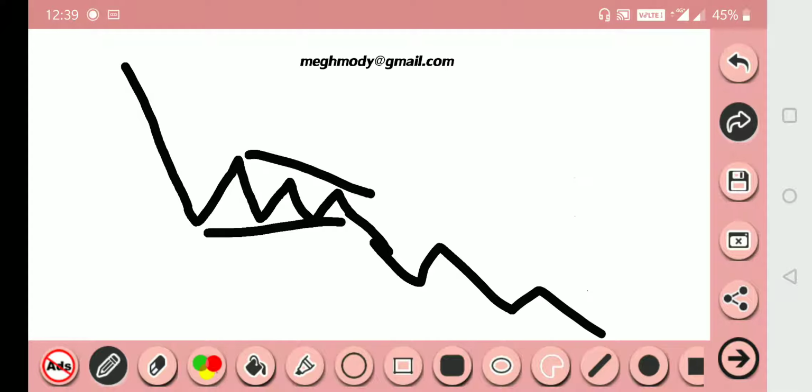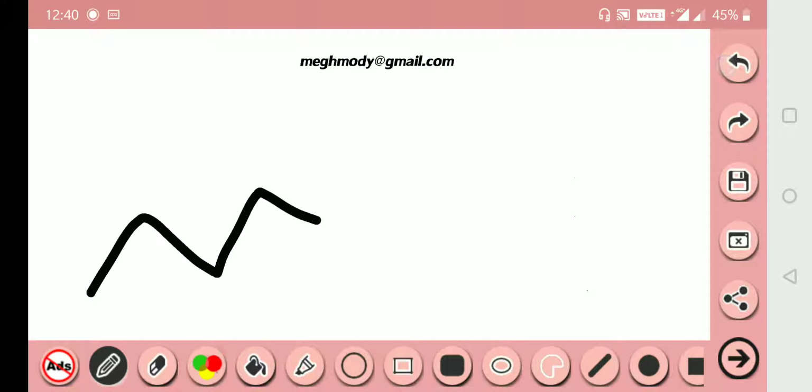A triangle pattern needs 5 touch points. Basically, the prerequisite is 5. Many analysts draw 2 touch points and 3 touch points, but this is not acceptable when you are an expert in identifying a trend pattern. So this is how you can draw a triangle pattern.